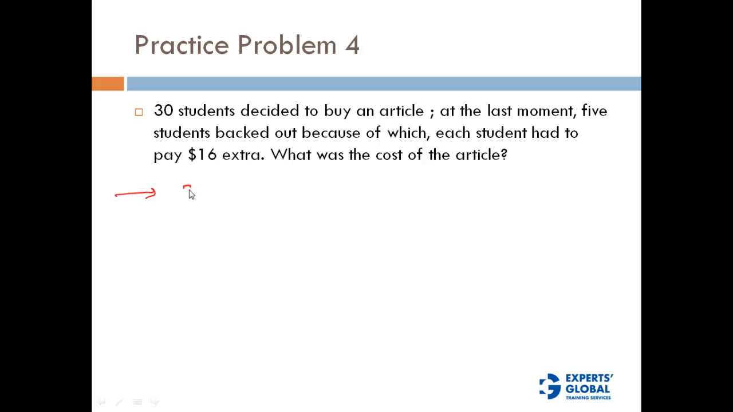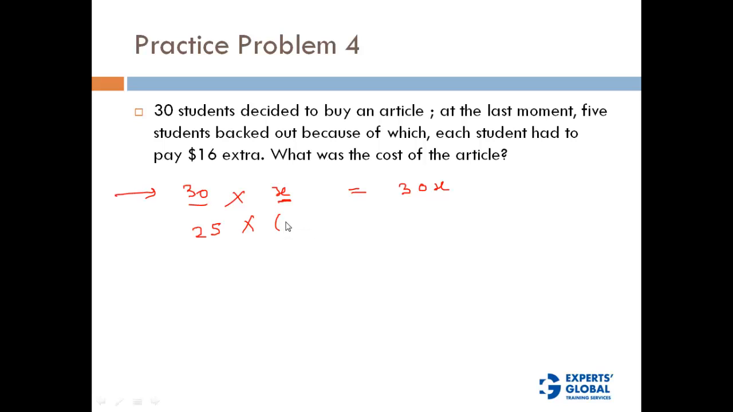Let's say 30 students are buying, everyone is contributing X, and the cost of the item becomes 30X. Correct? There are 30 students, everyone is paying X dollars, and the total item cost is 30X. Now 5 people back out, so now we have only 25 students. Obviously now everyone has to pay a little higher, right? So how much higher do they have to pay now?